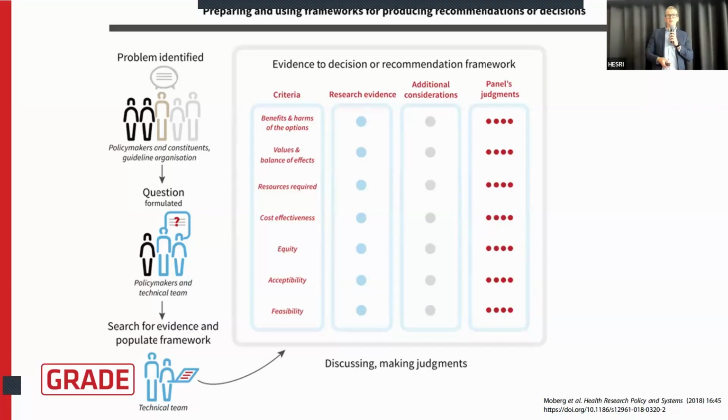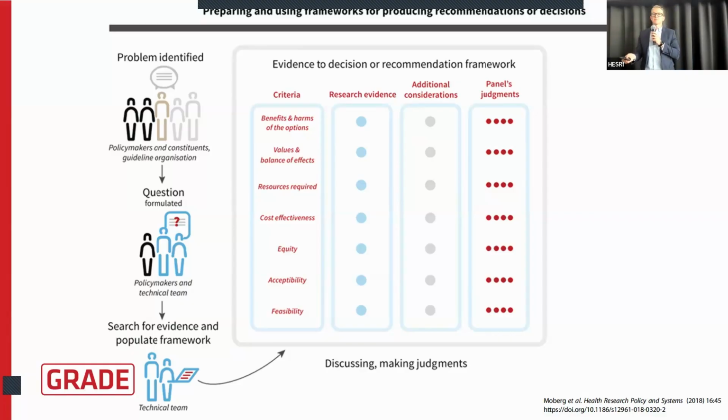Through lots and lots of work, these are the criteria that were decided upon as being the most important criteria to consider when moving from the evidence to a recommendation. And of course, these criteria may change based on the perspective you're taking in terms of what sort of recommendation you're making, whether it's for an individual patient at an individual clinician level, through to if you're taking a health systems perspective or a coverage perspective. But these are largely the criteria we consider.